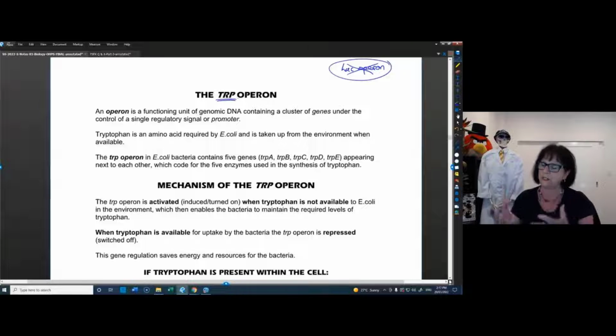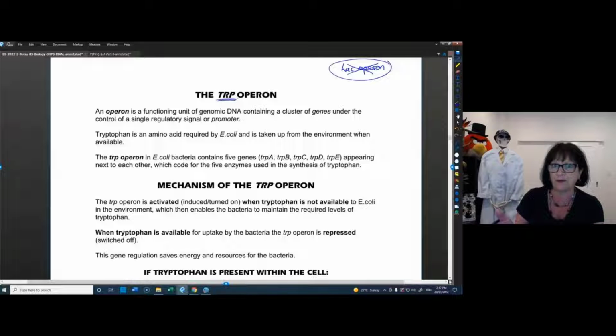So please, your teachers might still explain the LAC Operon to you, and that's absolutely fine because it's another example of gene regulation, but it is the TRP Operon that you'll be asked about in exams.